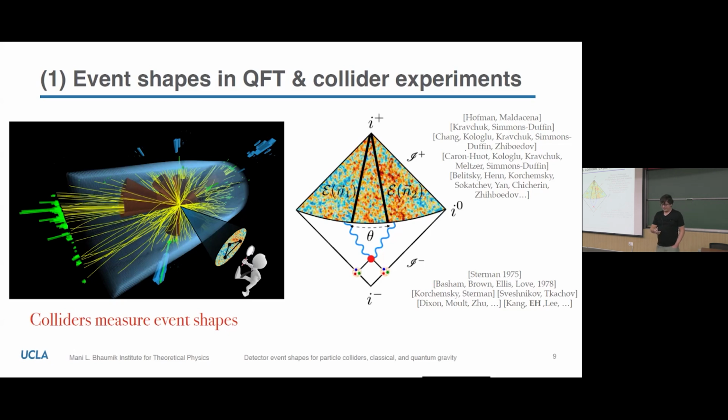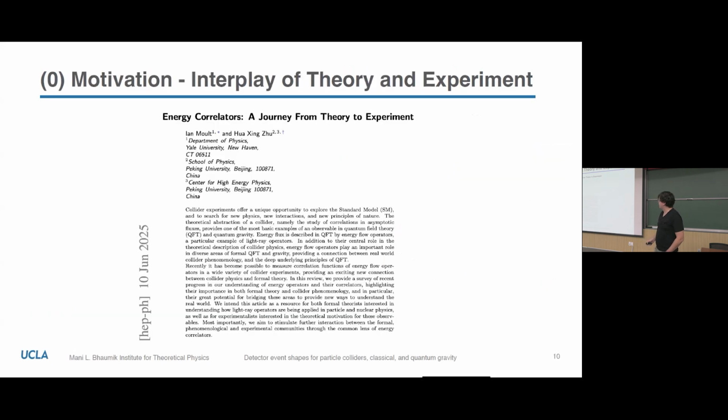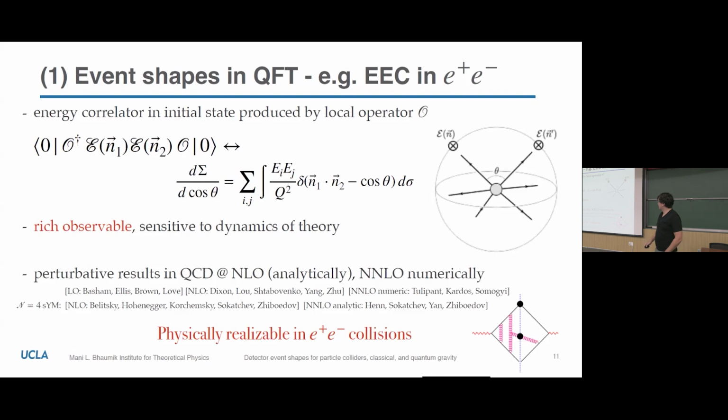So we can try to measure these event shapes at colliders, and Huaxing has also already said something about this. I would be remiss not to advertise: if you're interested in these types of ideas, I highly recommend the very recent review article by Ian Moult and Huaxing on energy correlators, which gives much more information about many of the physical and computational things that go into these event shapes.